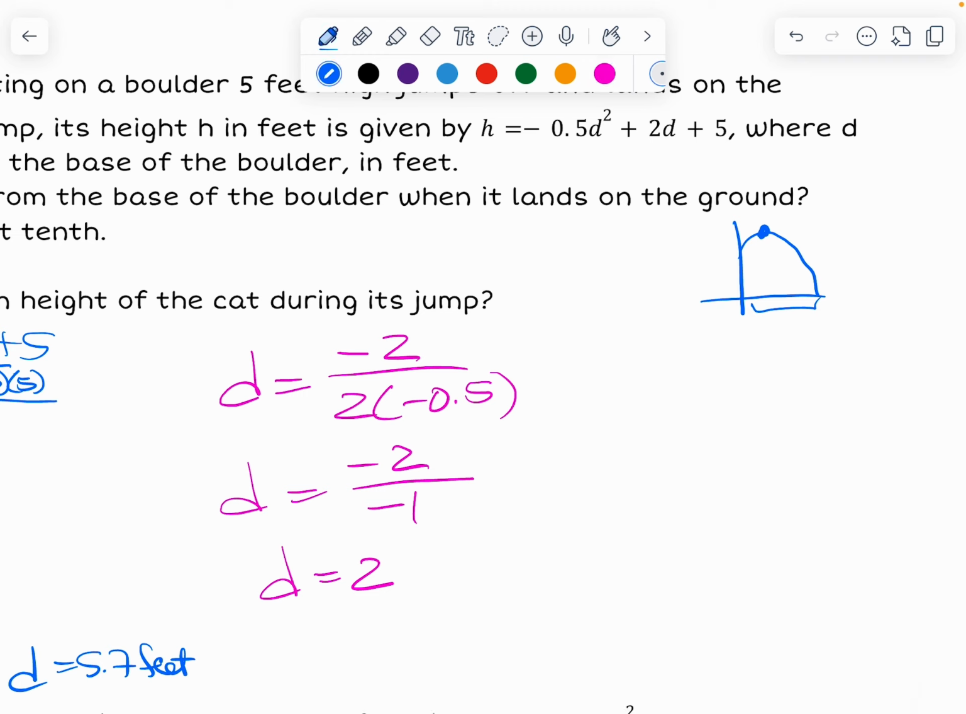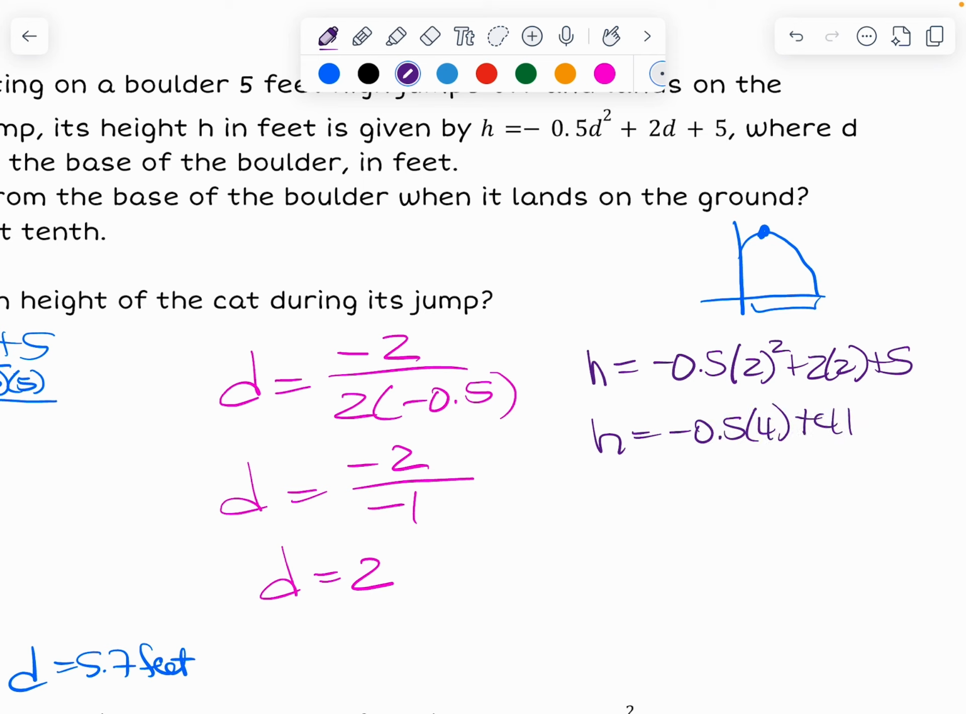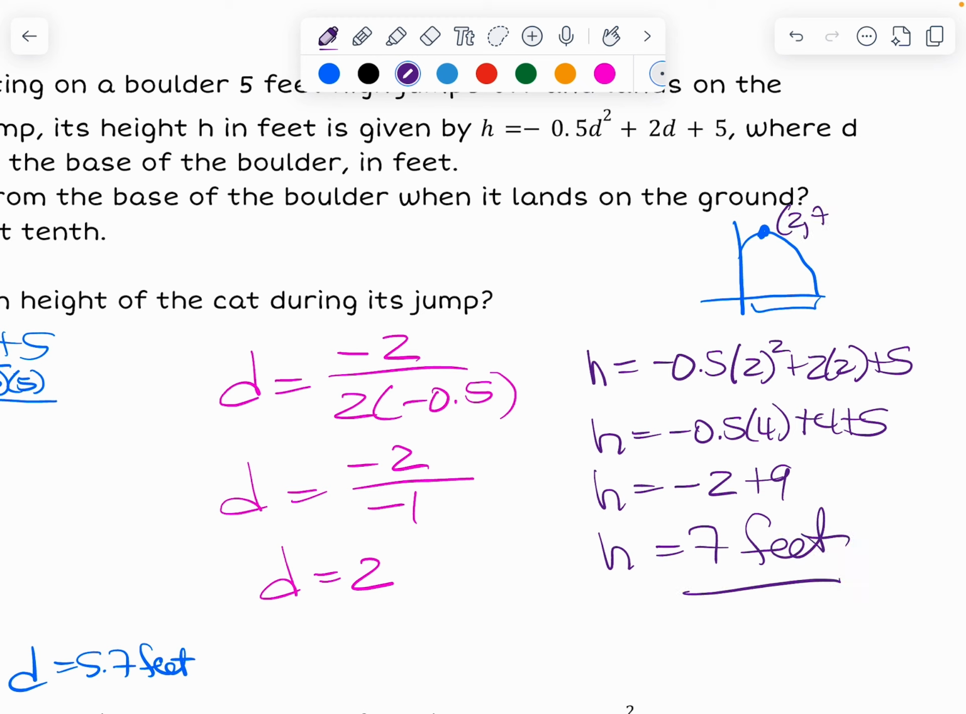So I'm going to pick a different color. So h equals negative 0.5 times 2 squared plus 2 times 2 plus 5. H equals negative 0.5 times 4 plus 4 plus 5. So h equals negative 2 plus 9. H equals 7 feet. So its maximum height is 7 feet.